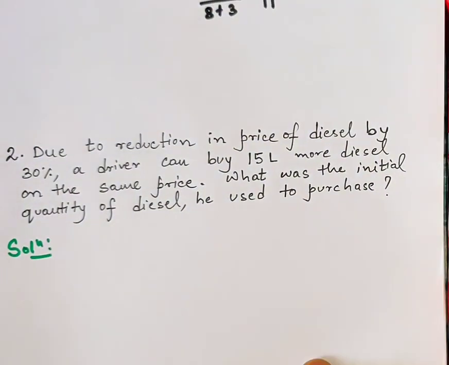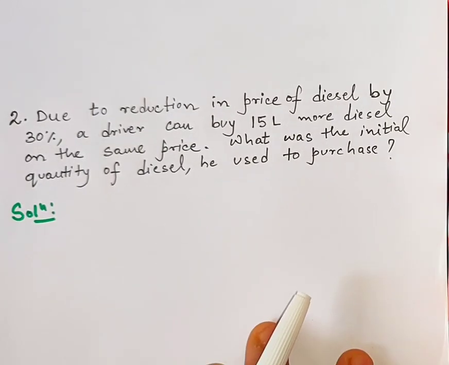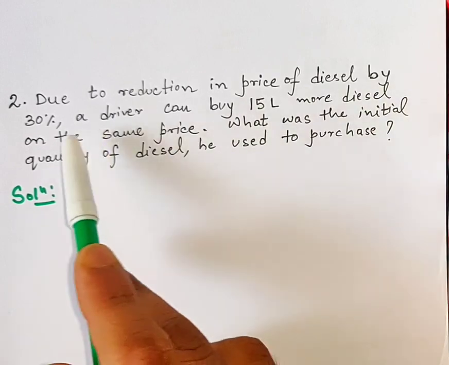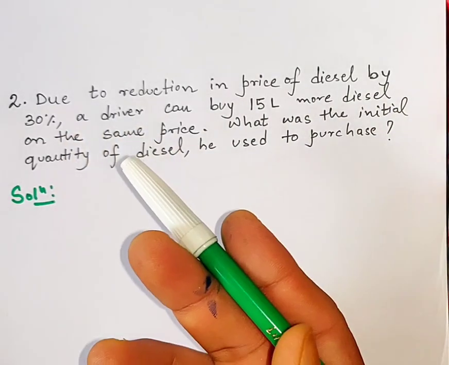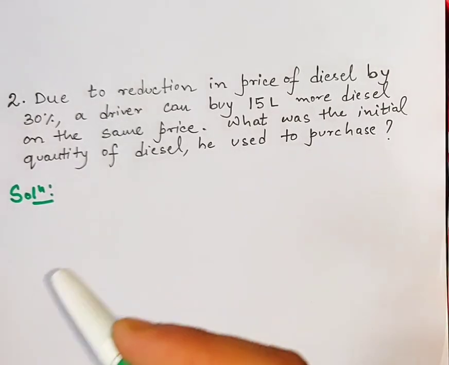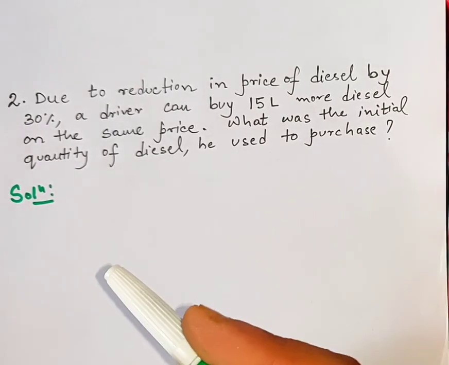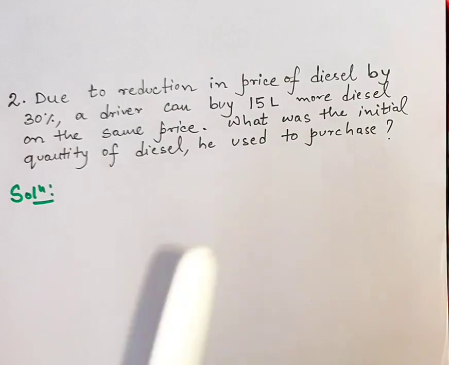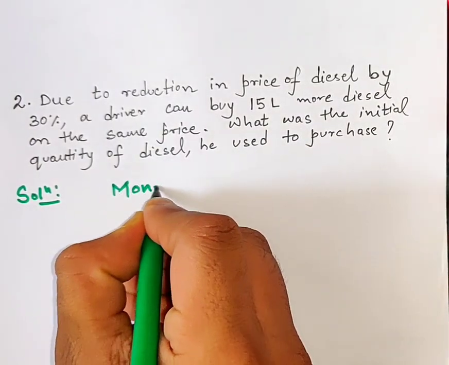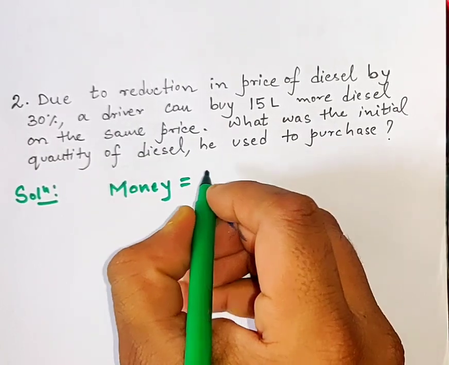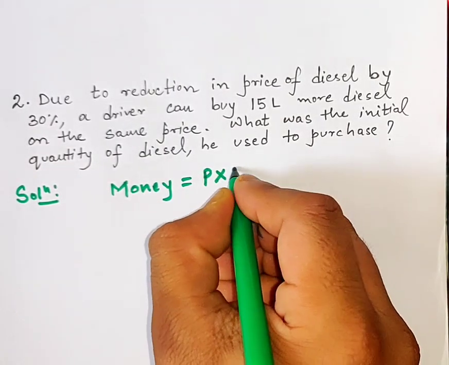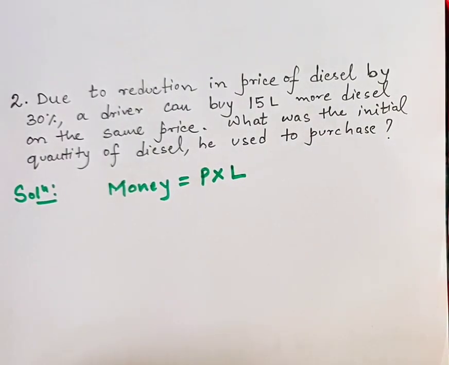Next question. Due to a reduction in the price of diesel by 30%, the price of diesel has reduced by 30%, so a driver can buy 15 liters more diesel for the same price. What was the initial quantity of diesel he used to purchase? So the money the driver has will be equal to the price of diesel into how many liters of diesel he buys.